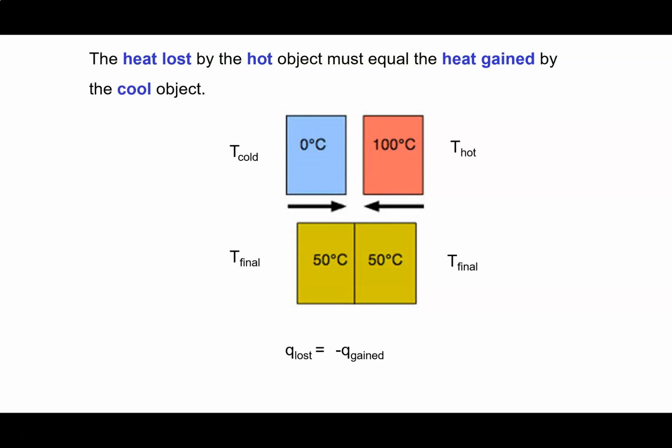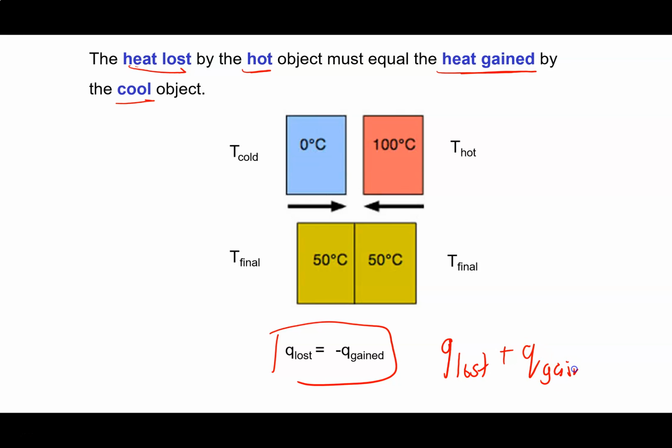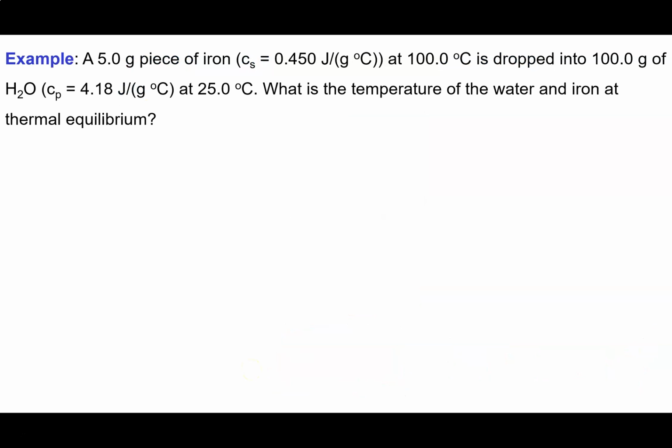According to the law of conservation of energy, the heat that is lost by the hot object must be equal to the heat gained by the cool object. So sometimes we will write Q lost equals minus Q gained, or alternatively Q lost plus Q gained equals 0, and I hope you can see that they are equivalent statements. I like to use this form because it saves a lot of rearrangement.